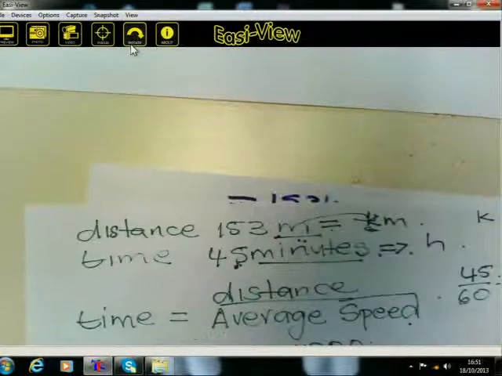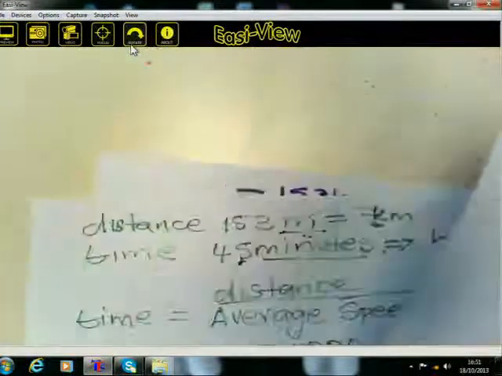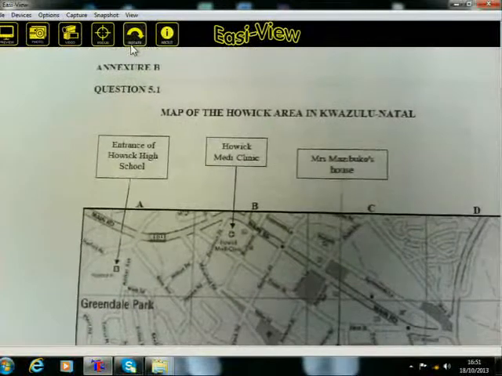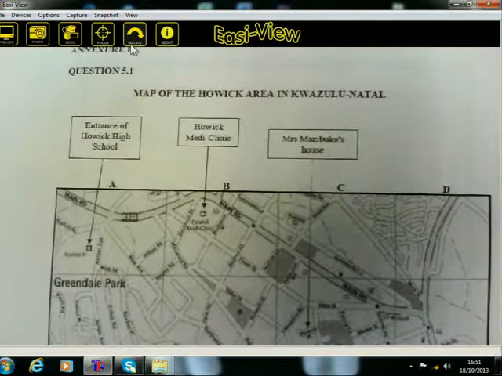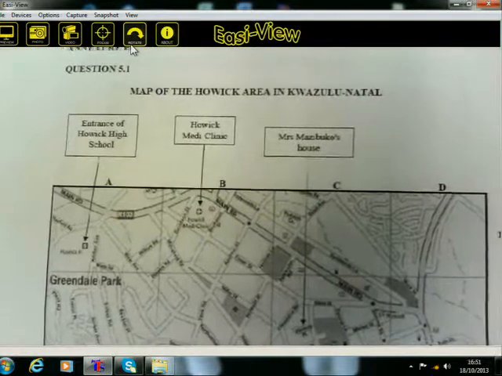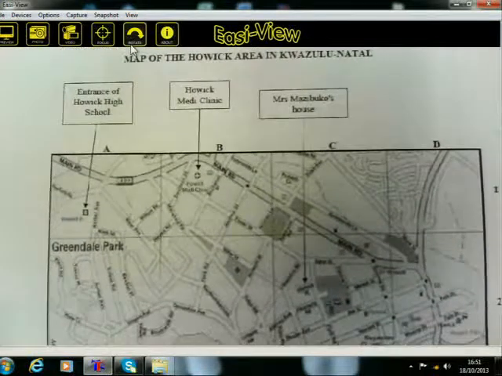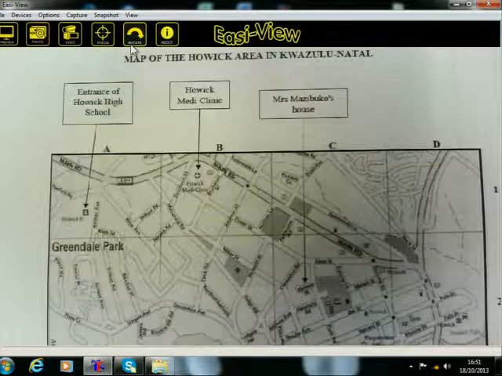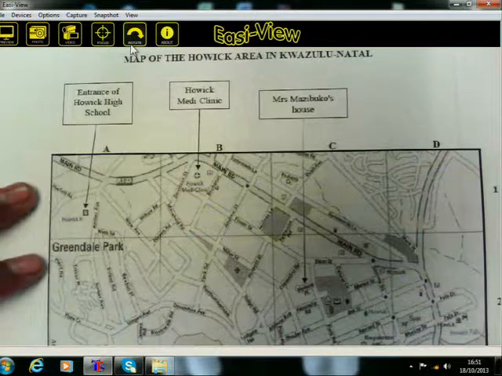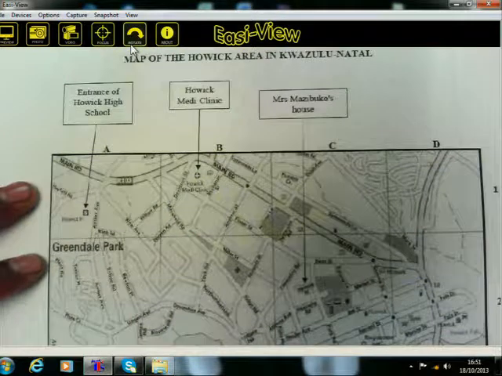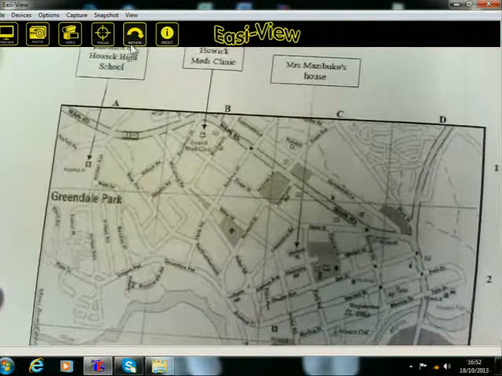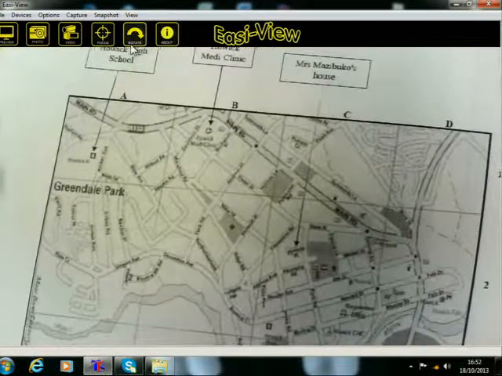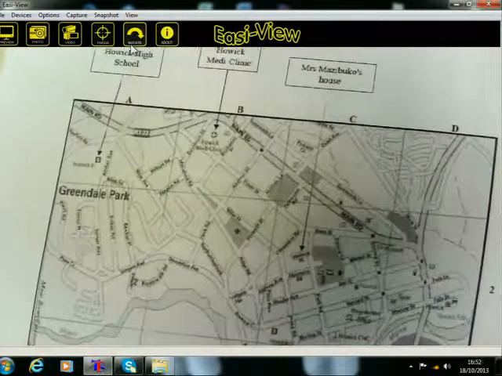Let's look at another example. Here it's a map of Howick area in KwaZulu-Natal. I hope you could see the map.